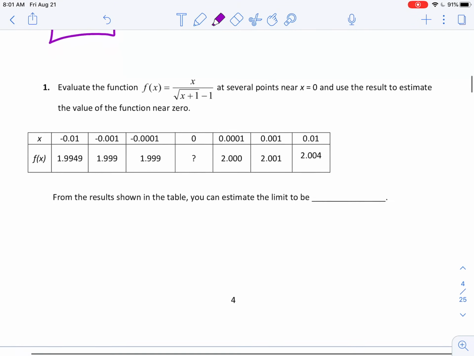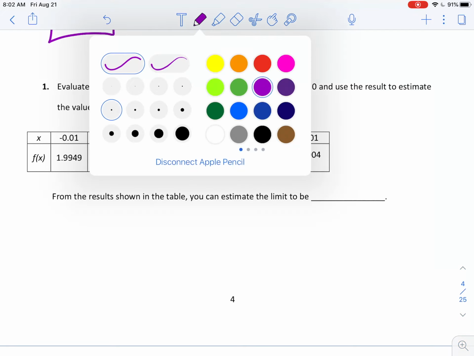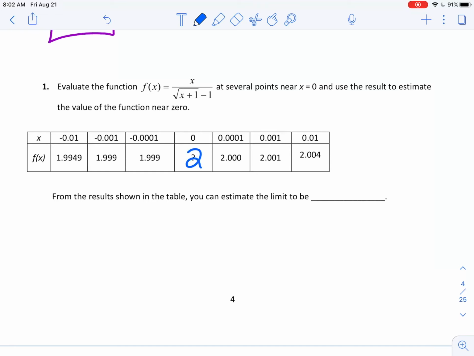Okay. So our first example, evaluate the function f of x equals, well, that function, at several points near 0 and use the result to estimate the value of the function near 0. So again, I took the liberty of plugging in values of x that are close to 0, approaching it from the negative and positive side, and I think we can all see that the value approaches 2. So how I would write this is the limit as x approaches 0 of f of x equals 2. And that's how we do it numerically.